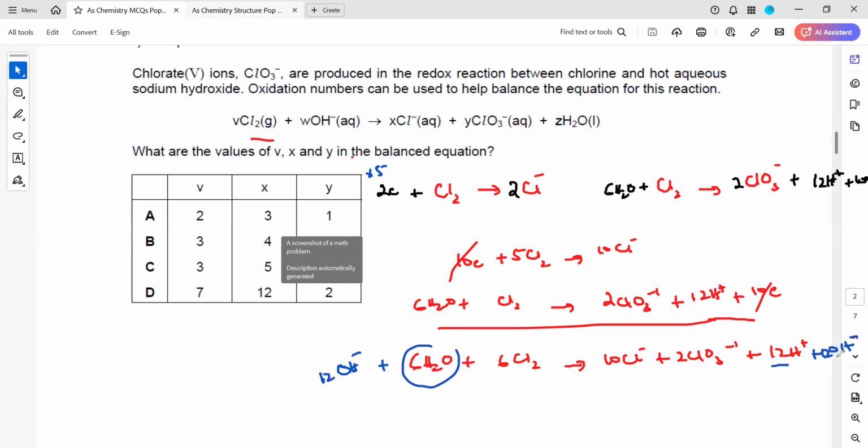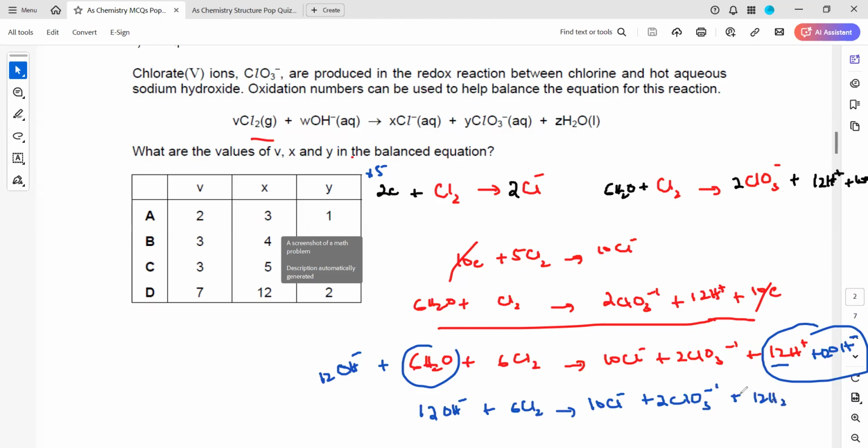And this 6 water molecules here, and this will be 12 water molecules. If you move this to the other side, what you're left with will be 12 OH ions plus 6 Cl2 gives 10 Cl minus plus 2 ClO3 minus plus 12 water molecules. And these 12 water molecules and 6 water molecules are moved to the other side. So this will become 12 minus 6, which is 6H2O.